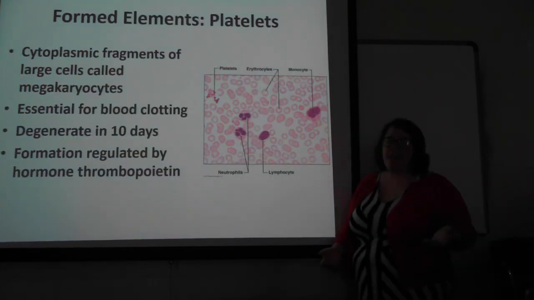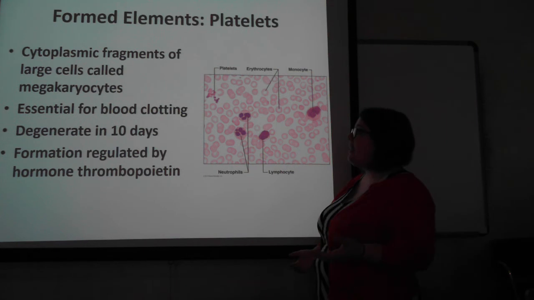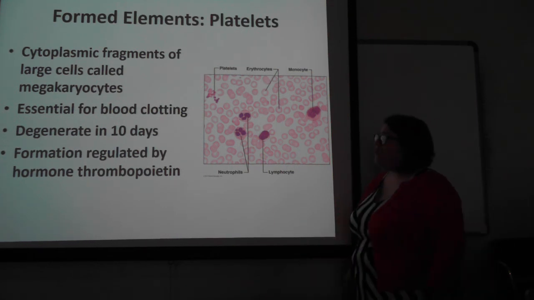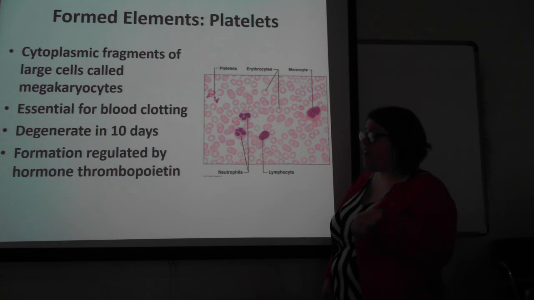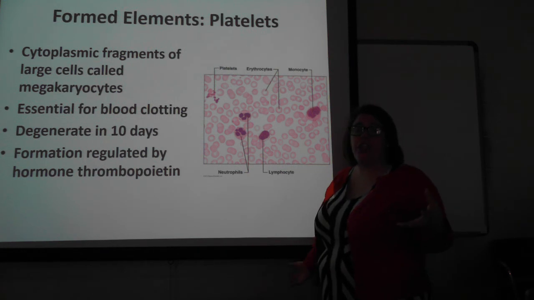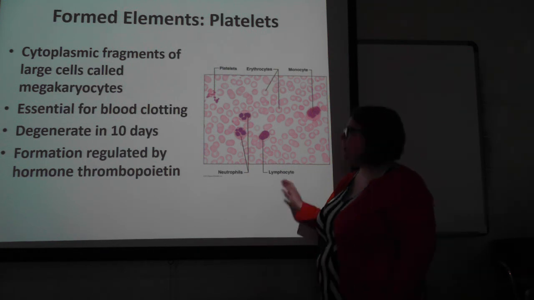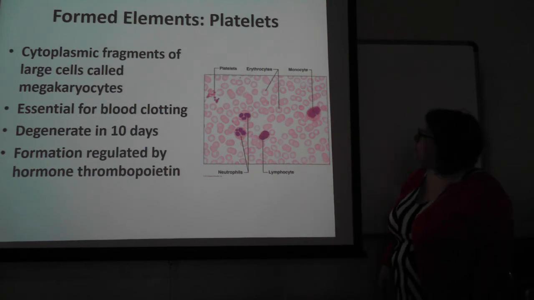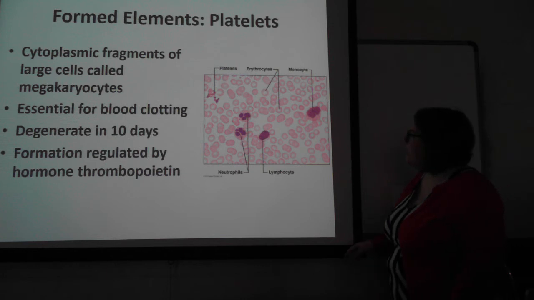Now the last formed element we have to talk about are platelets. Platelets are not actually cells. Platelets are actually fragments of these really large cells called megakaryocytes. So what you're looking at here on the screen, and I know it's kind of hard to see the contrast, but you'll have your notes available to look at here.